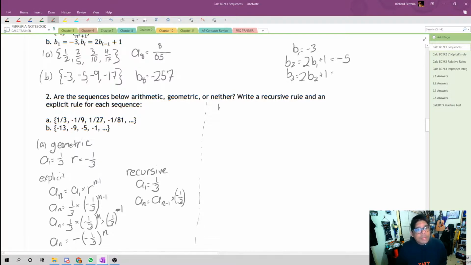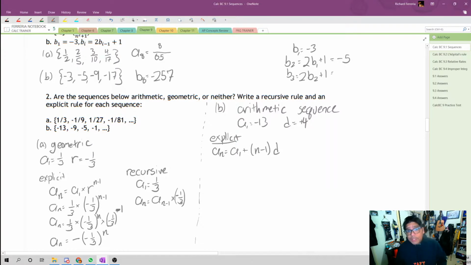Let's look at part B. And let's look at the differences. -13 to -9, that's a +4. -9 to -5, that's also a +4. -5 to -1, that's also a +4. So it looks like we're just adding 4 to each of the previous terms. That tells me that we have an arithmetic sequence. Also tells me the first term a1 is -13 and the common difference is +4.